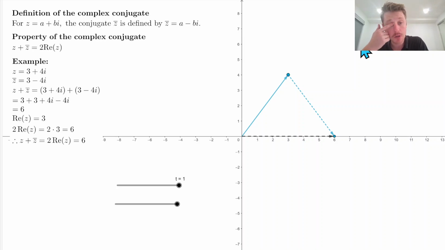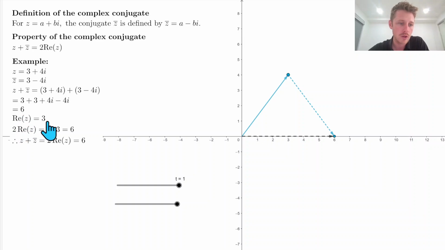Okay, the next one's interesting as well, or more interesting, I think. If we take some complex number and we add its conjugate, we get 2 multiplied by the real component of that original complex number. So again, let's look at 3 plus 4i. We know that the conjugate will be 3 minus 4i. If we add them together, we're going to add the real components and add the imaginary components. In this case, we'll get 3 plus 3, which is 6. 4i minus 4i is 0, so you just get 6.